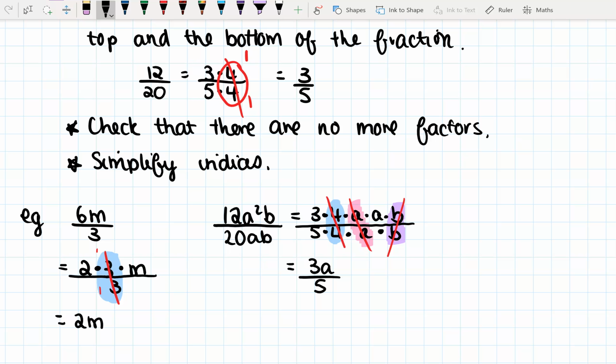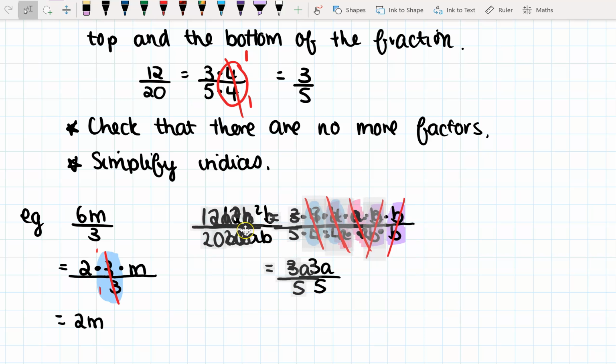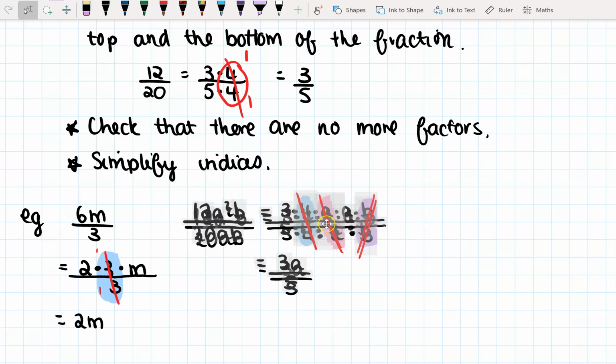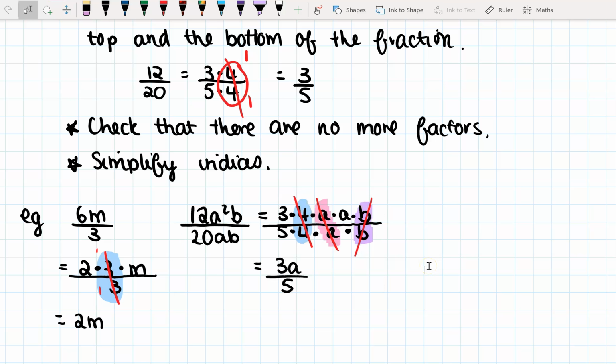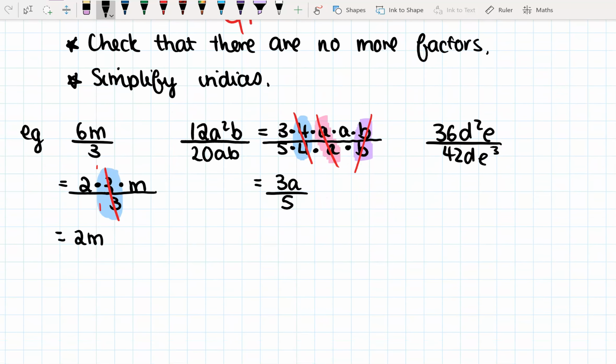Alright, one more slightly harder one. Just going to take this over a little bit because I did it a little bit too far across. Okay, so one more slightly harder one. We're going to do 36d squared e divided by 42d e cubed. Okay, so let's look at 36 and 42 first of all.